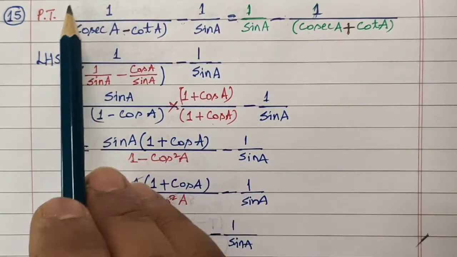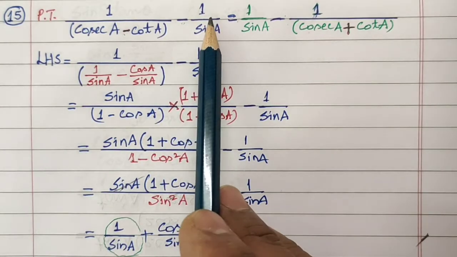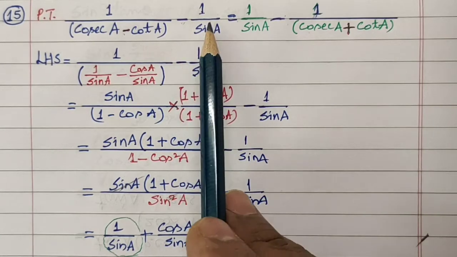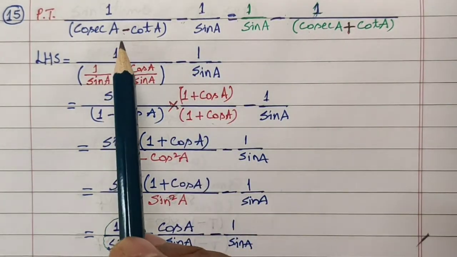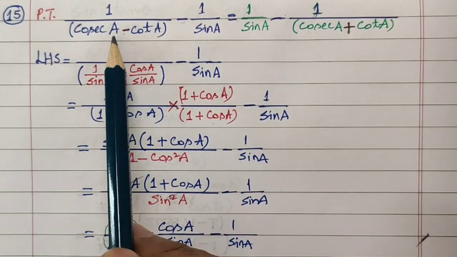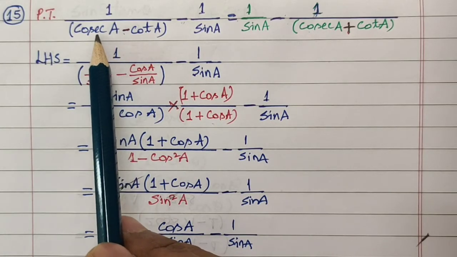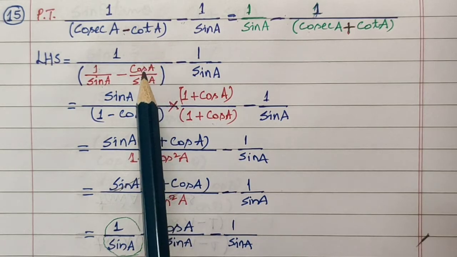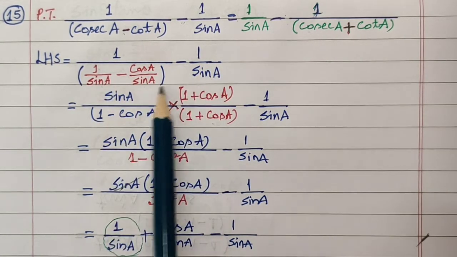Let us take the left hand side first. We keep the 1 plus sin A as it is, so don't do anything with this. We'll see what can be done in the denominator of this part. Cosecant A can be written as 1 by sin A, and cot A can be written as cos A divided by sin A. The rest we are keeping as it is.